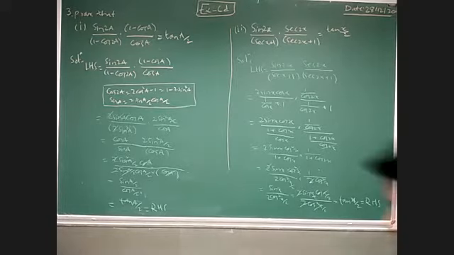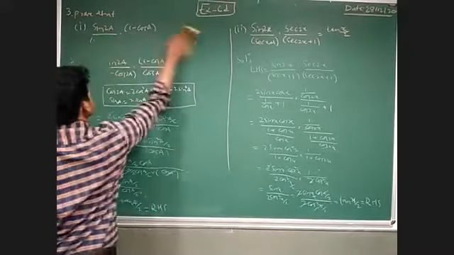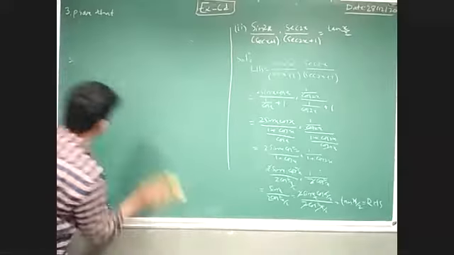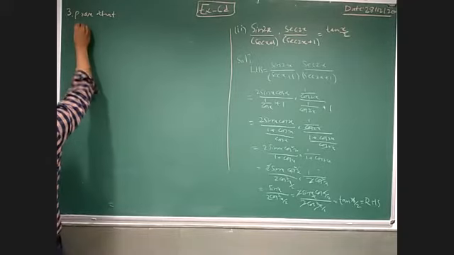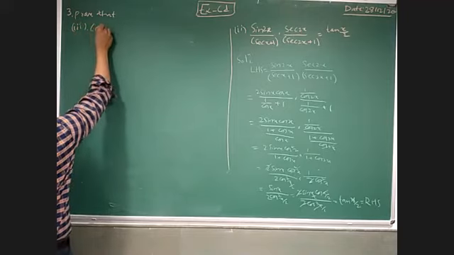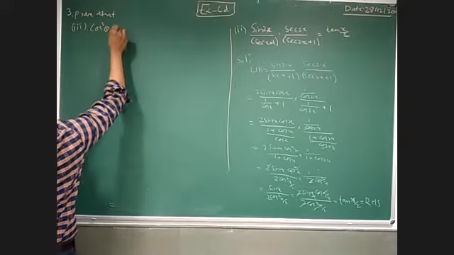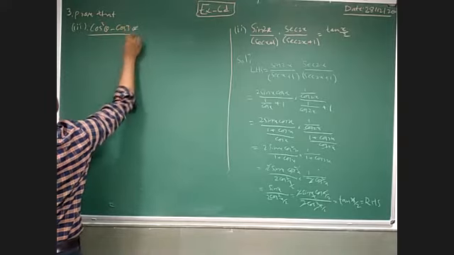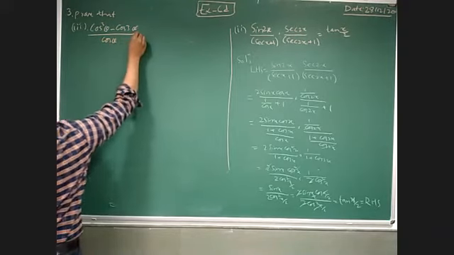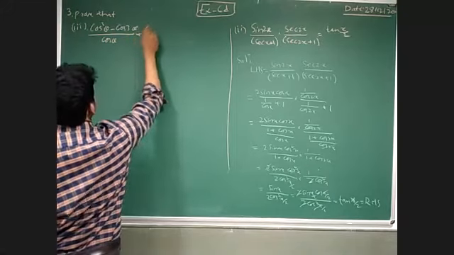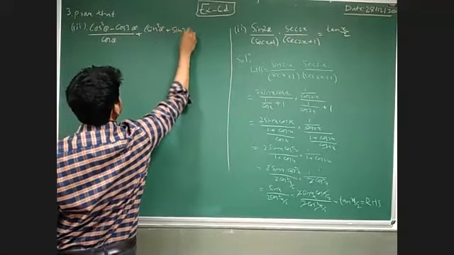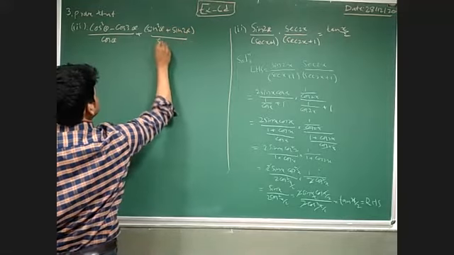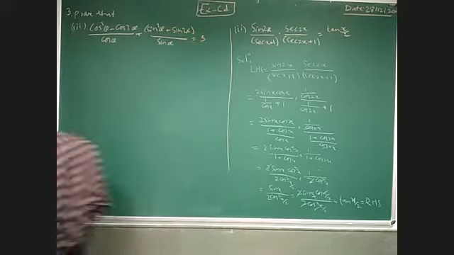Okay, now we are going to see the next question. The next question, the third question, is (cos cube theta minus cos 3 theta) by cos theta plus (sin cube theta plus sin 3 theta) by sin theta is equal to 3. So here again we have to prove.